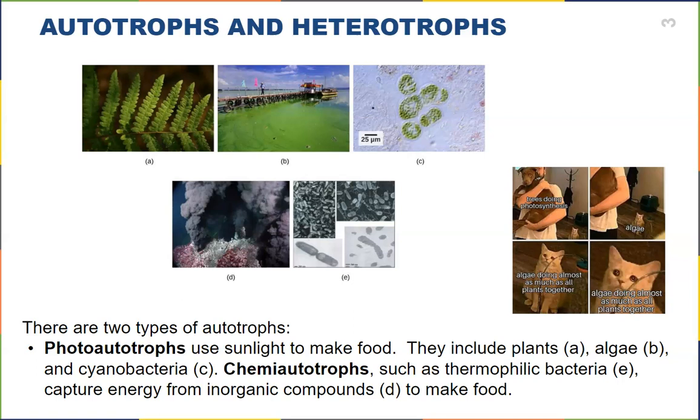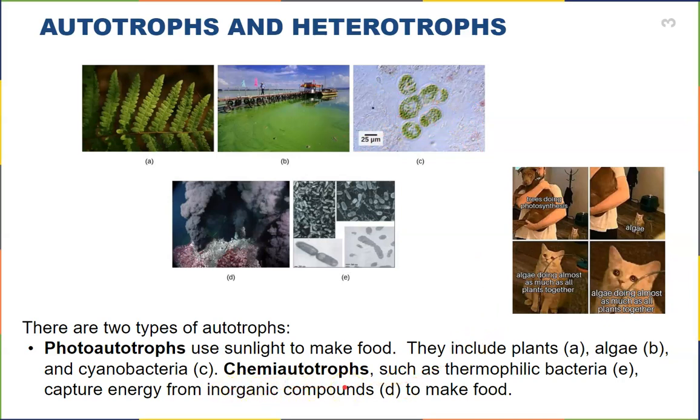One is photoautotroph, which we are very familiar with. This is like all the plants that we can see. They use sunlight, the energy from the sun, to create organic compounds, which is their food. So they create things like glucose, like sugars. They include plants, algae, cyanobacteria.